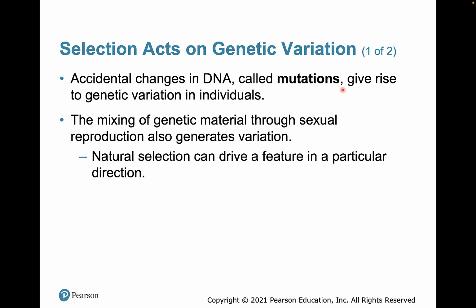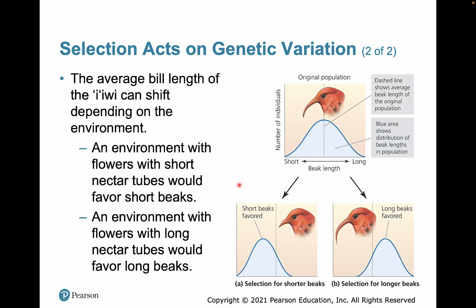Another thing that helps to increase variation among members of a species, if they're sexually reproducing, we've talked about crossing over and independent assortment in meiosis, which we're not going to go back into, but you have a lot of variation from the two parents that then combines to create a wide variety of offspring as the result of sexual reproduction. Natural selection can cause certain features to go in certain directions. And we'll see an example of that on the next slide.